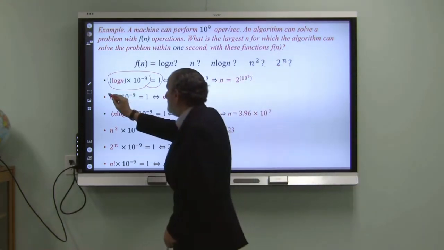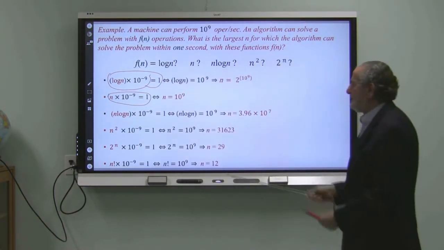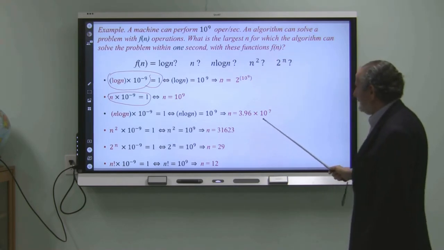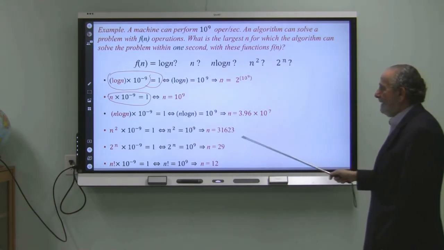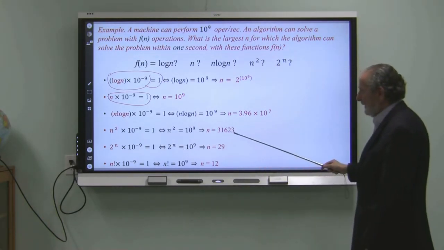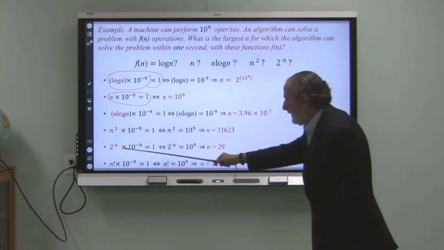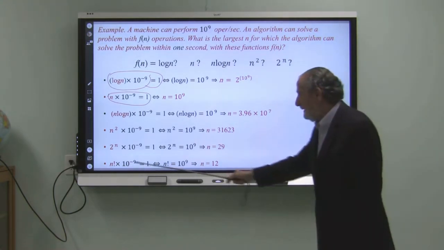Here's the second one. You get n to be 10 to the power 9. In n log n, you get n equals 3.96 times 10 to the power 7. n squared, you get n to be smaller than 31,623. 2 to the power n, only 29. Factorial n, only 12.